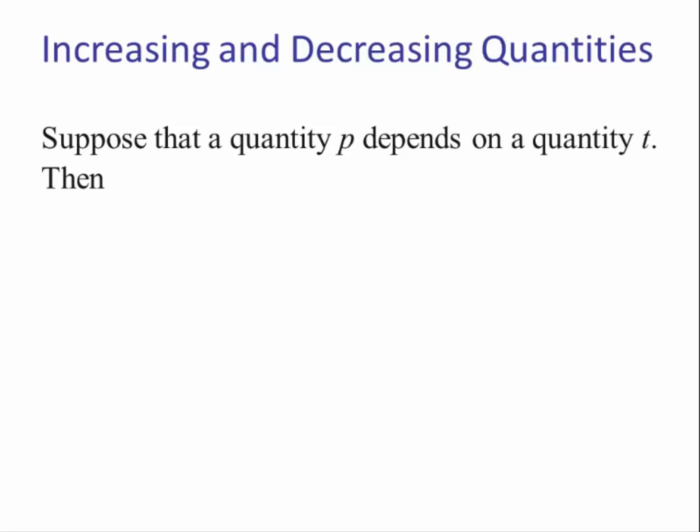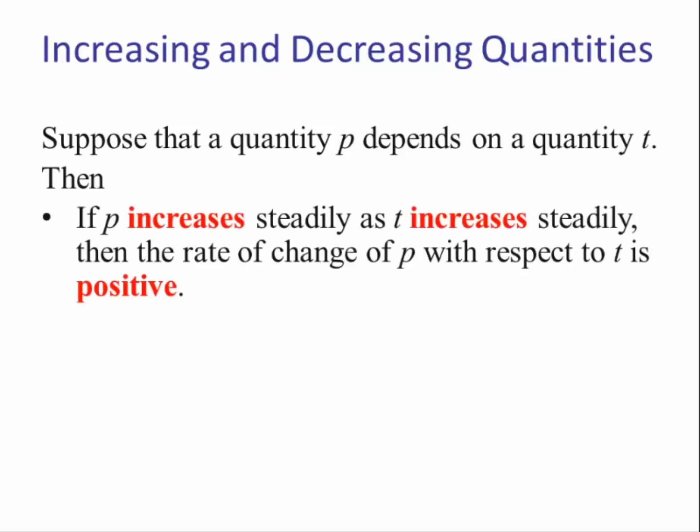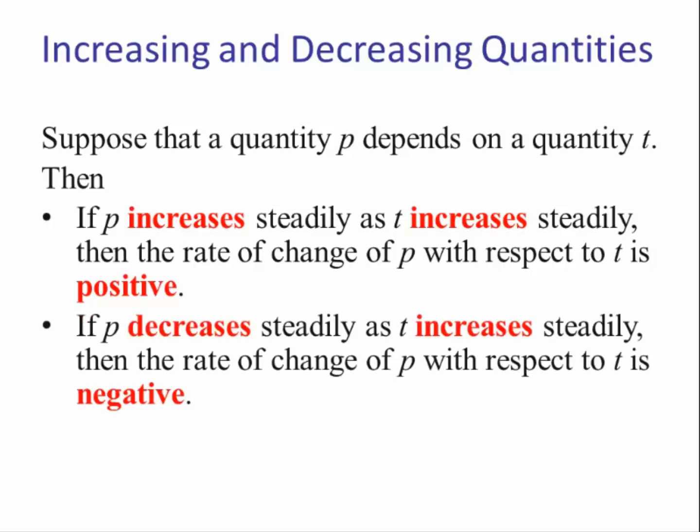Increasing and decreasing quantities. Suppose that a quantity P depends upon a quantity T. So P would be the dependent and T is the independent. If P increases steadily as T increases steadily, then the rate of change of P with respect to T is positive. As T increases, P increases. If P decreases steadily as T increases steadily, then the rate of change of P with respect to T is negative. As T increases, P decreases.